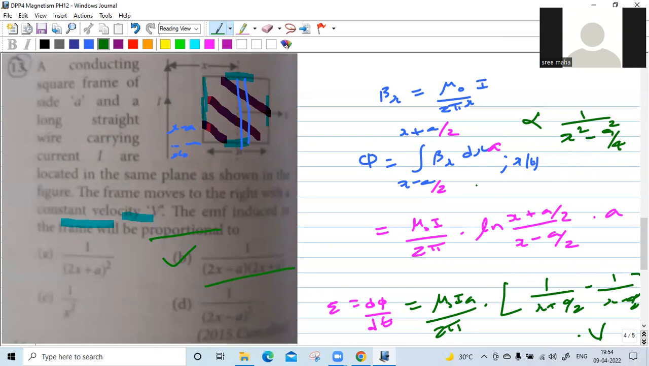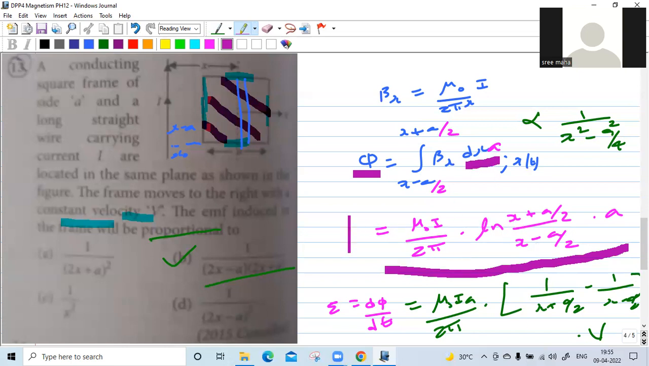Done? No, I don't understand. This expression is clear, no? For flux, yes or no? What is this? That is integrating the magnetic field. Can you please explain it, sir? This step is clear, but the previous step, this one.